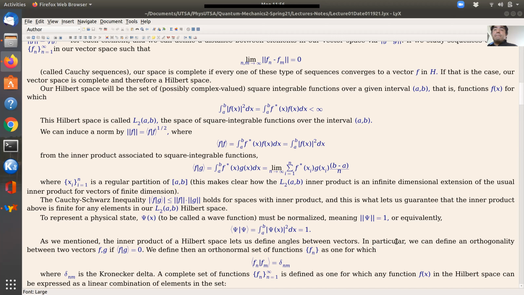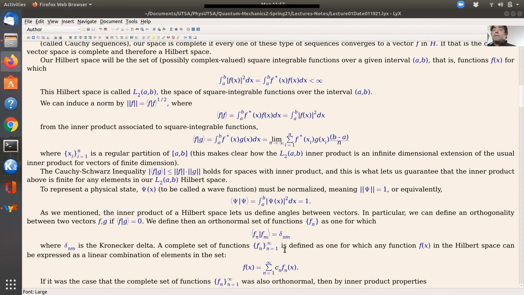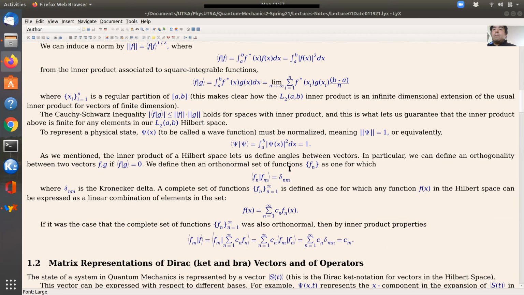By definition, you can define an orthonormal set of functions, F_n with an index, as a set for which, if you take the inner product of F_n and F_m, you get the Kronecker delta, meaning that this will be 1 if n is equal to m, or 0 if n is not equal to m. So this is important, so that way you can define the orthonormal sets. And later on, we have another definition, which is what a complete set of functions is.